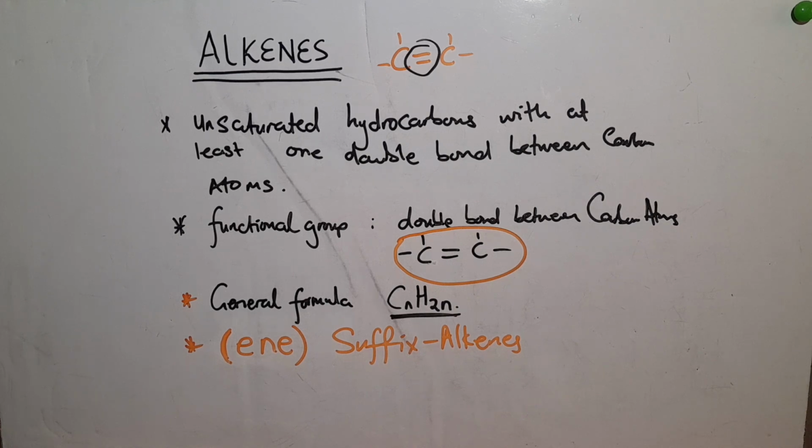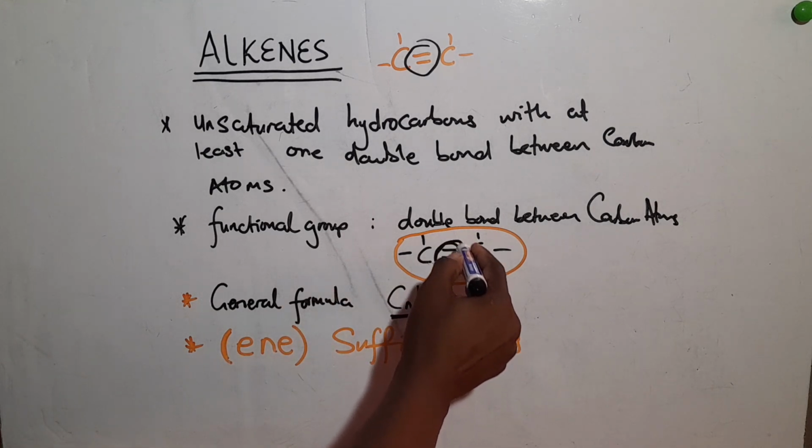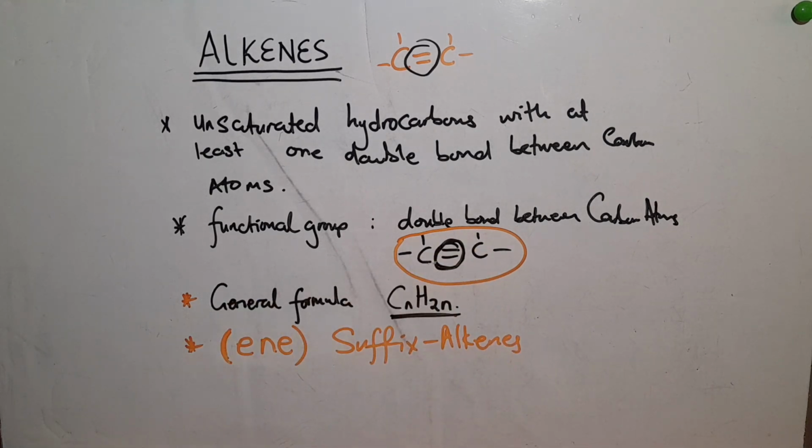Okay, but now when you're naming the alkenes, it will be a bit different because we want to mention the position that this double bond is at, right? Just like we were doing when we were having the branches on alkanes. Also on alkenes, we are going to apply the same rule, right? So let's see how we do this.